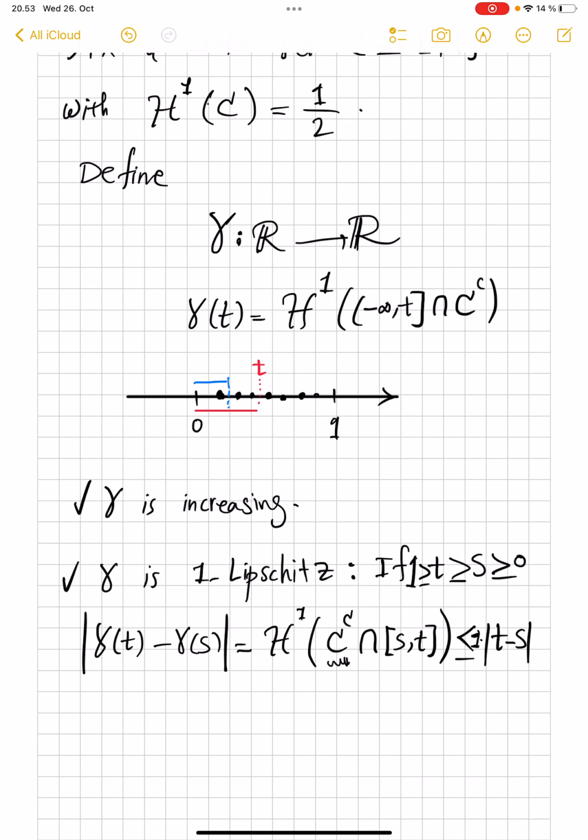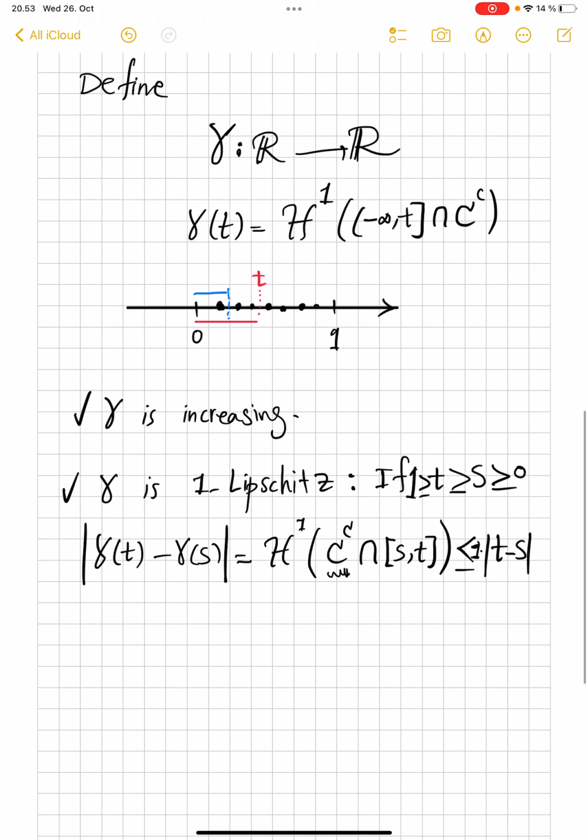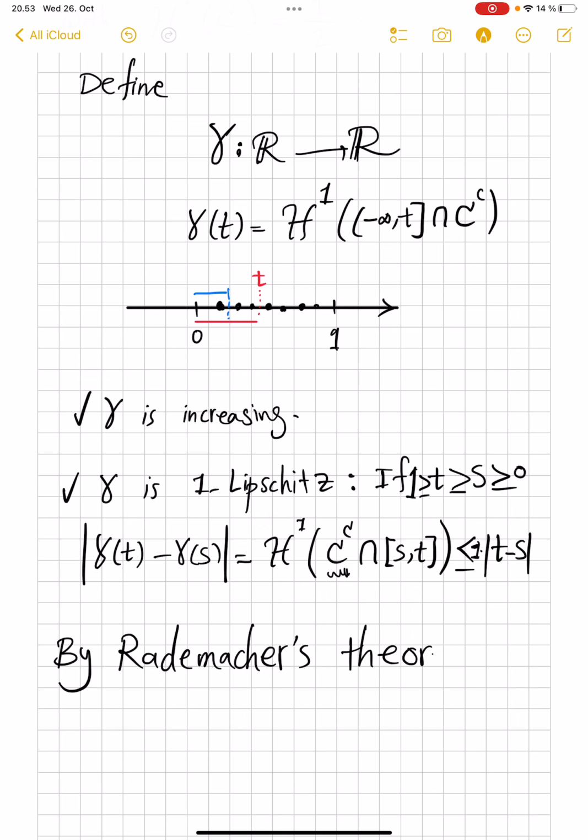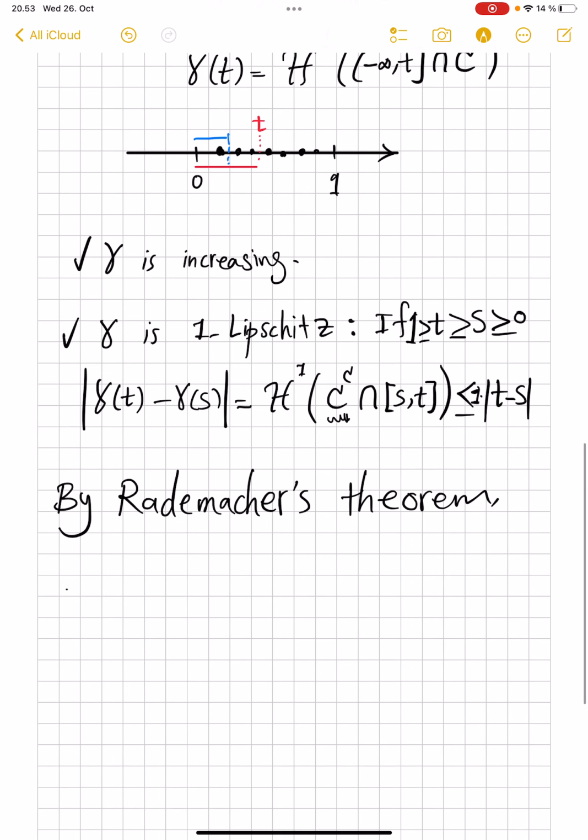So why is being 1 Lipschitz important? Because we have differentiability. And that is also something we have talked about before, and it's called Rademacher's theorem. A gamma prime exists almost everywhere. Lebesgue almost everywhere. At almost every point, gamma is differentiable.